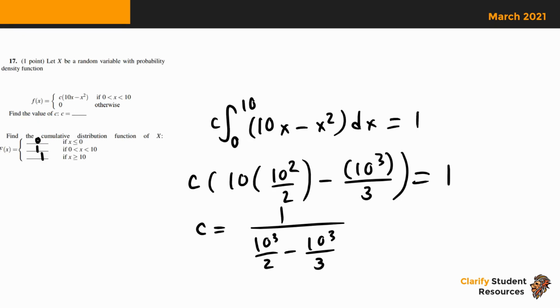All right, so for question 17, we're going to see that they're asking for the PDF again. When we're asking for the value c, we know that c is constant, so we can factor the c out, and then we can integrate, and then we can plug in our values. And what we're going to get is equal to 1. So when we divide this, we get c is equal to 1 over this whole thing, which is basically equal to 3 over 500.